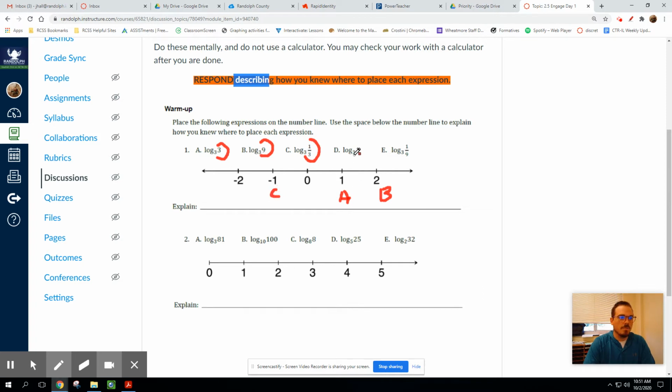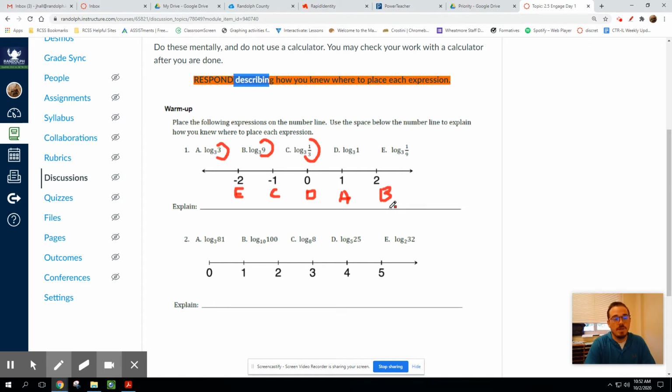What power on 3? Remember, log means what power. So what power on 3 do I have to get 1? And so the only power I can get there is 0. The power of 0 gives me 1. And then what power on 3 do I get to be 1/9, which is going to be -2. So that's where you would put each one. E goes to -2, C goes to -1, D goes to 0, and A goes to 1 and B goes to 2 for that first one.